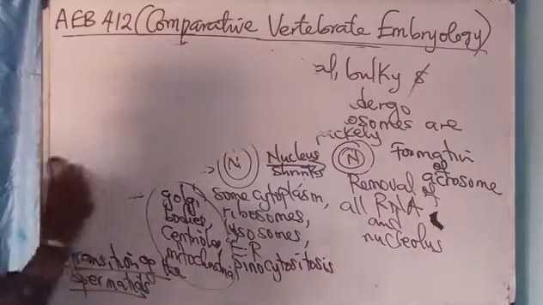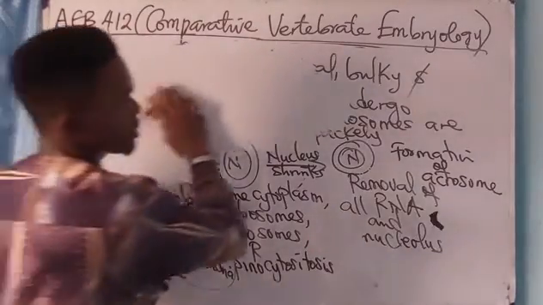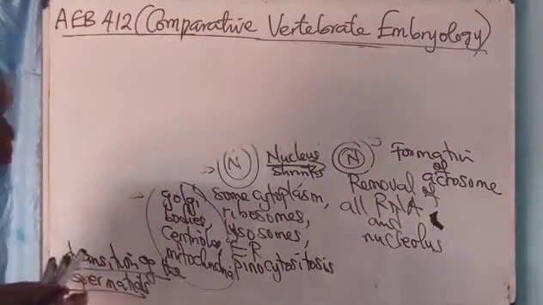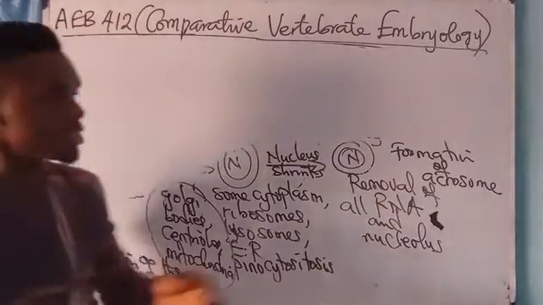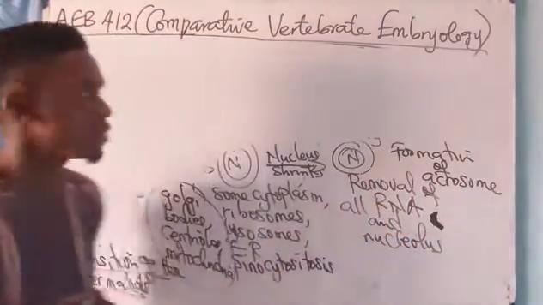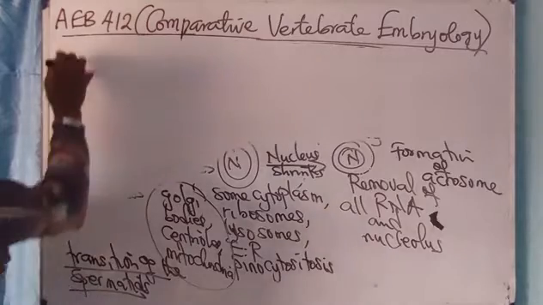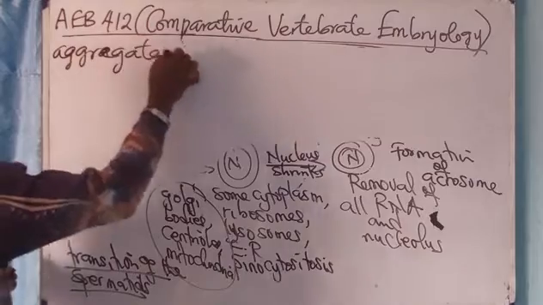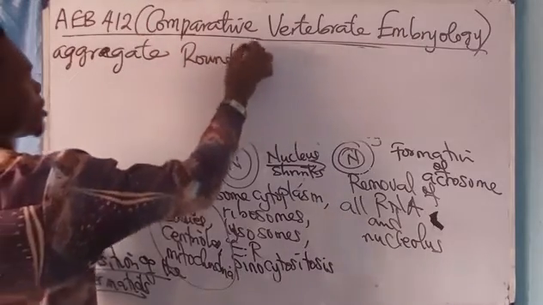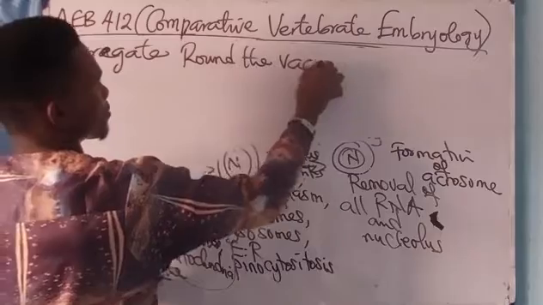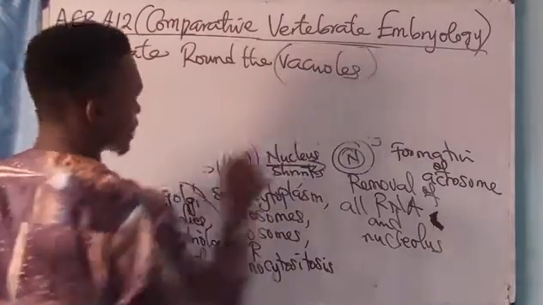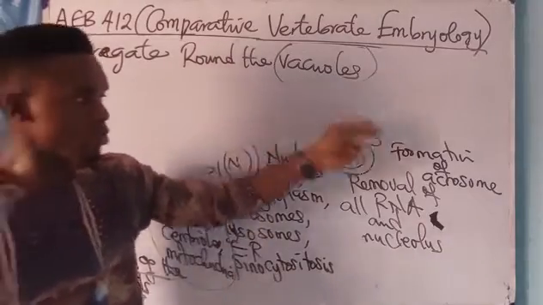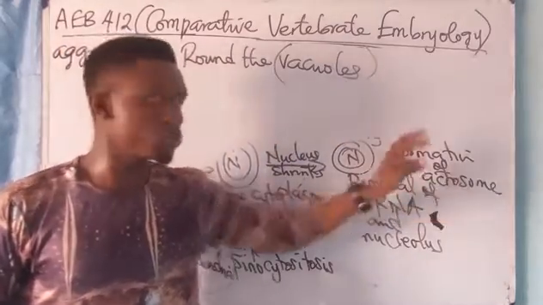Okay. Now the first stage is quite long. That is formation of the acrosome. Now, for this acrosome to be formed, what will happen? The Golgi bodies will aggregate themselves round the vacuoles. The aggregation of the Golgi bodies round the vacuoles will lead to acrosomal formation.